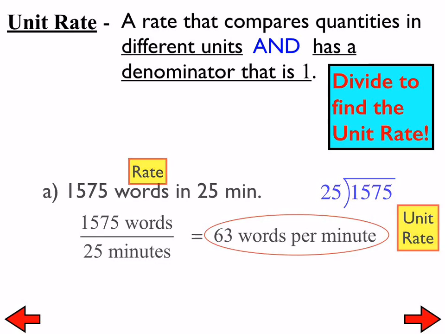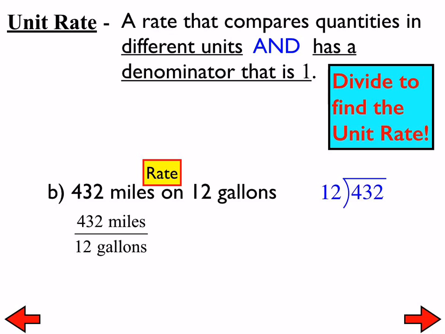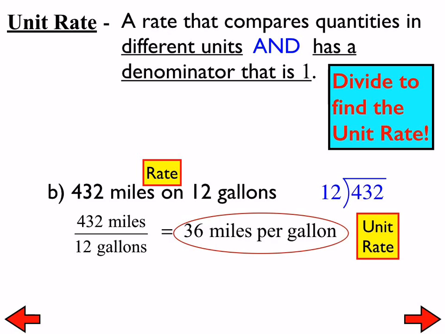Here's another example. 432 miles on 12 gallons, that is a rate. It's not a unit rate because we're trying to figure out how many miles for 1 gallon. And to figure that out, we would need to divide. And when we divide, that divides out to become 36 miles per gallon. So 36 miles per gallon, or for 1 gallon, is the unit rate. 432 miles on 12 gallons, that is a rate. Okay, so there's a difference between rate and unit rate. All right.